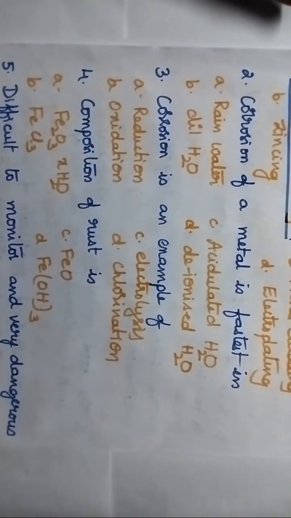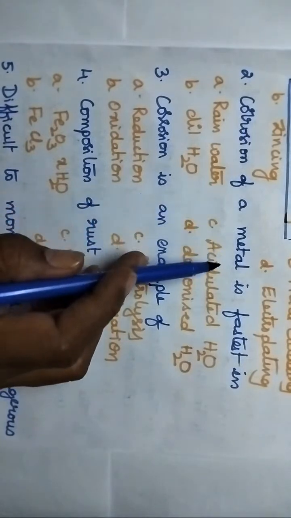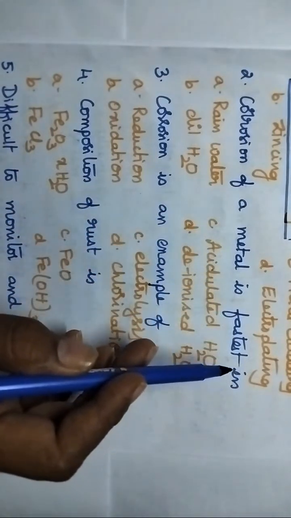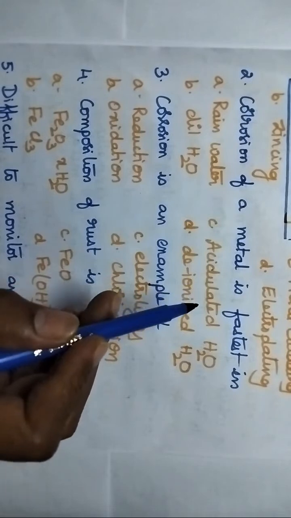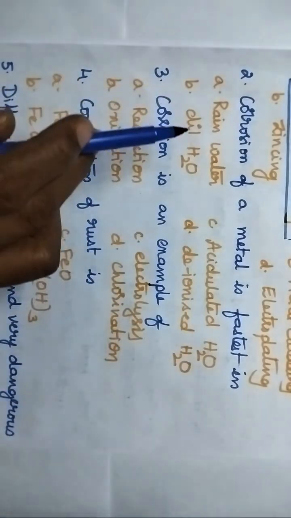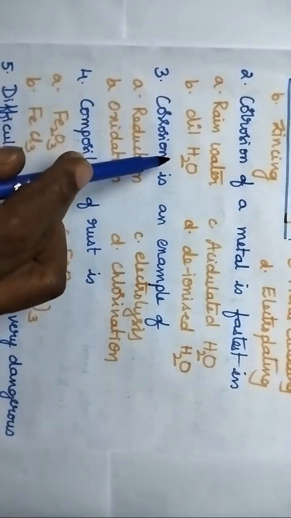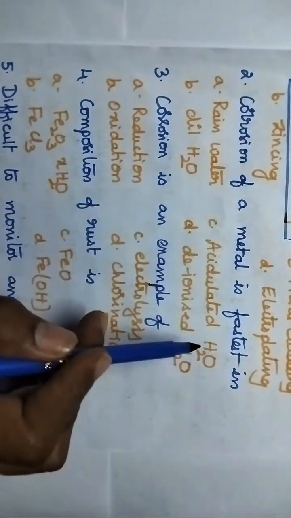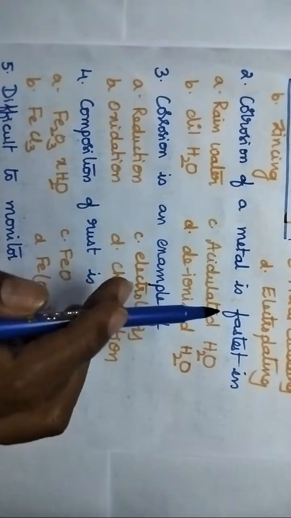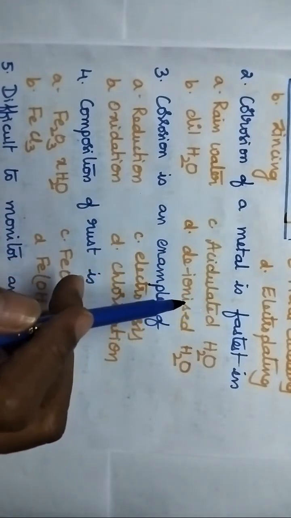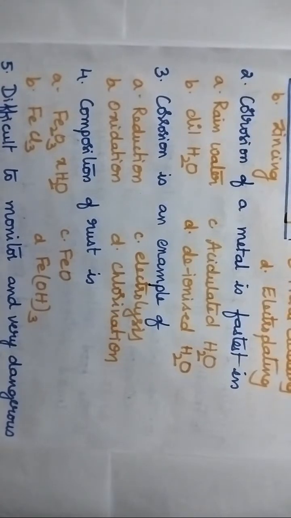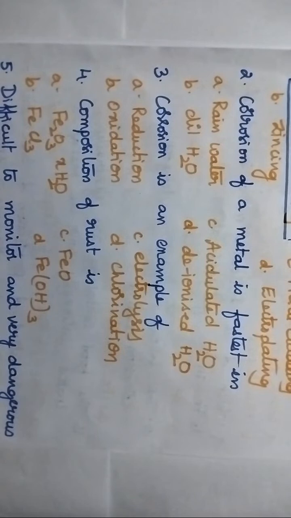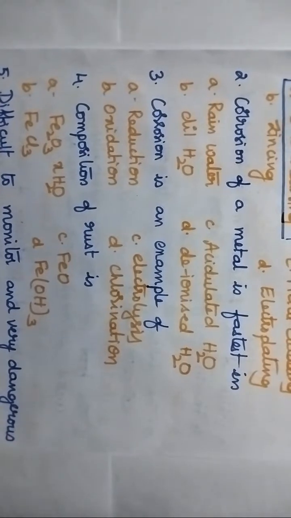Let us move on to the next question. Corrosion of metal is fastest in... So, in which of the following conditions the rate of corrosion is high? Option A, rainwater. B, distilled water. C, acidulated water. D, deionized water. In which of the following conditions the metal undergoes corrosion to the greater extent? Try to think logically and then answer.